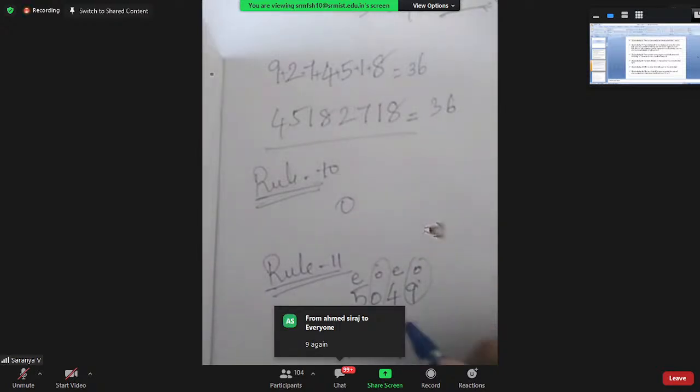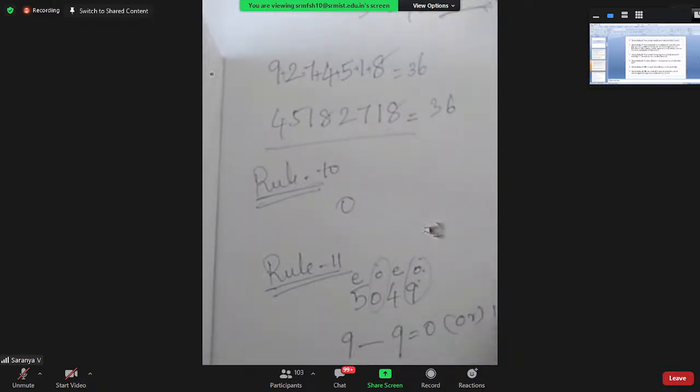So when you find the difference between the sum of the digits in the odd places and the sum of the digits in the even places, it should be 0 or 11 or a multiple of 11. The difference is 0 or 11 or a multiple of 11. Got it? I'll give one more example.